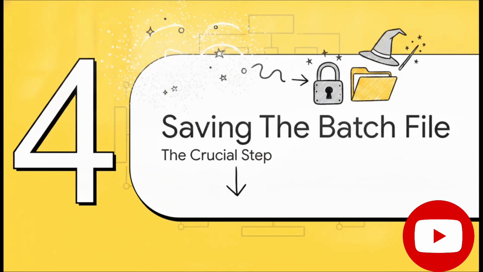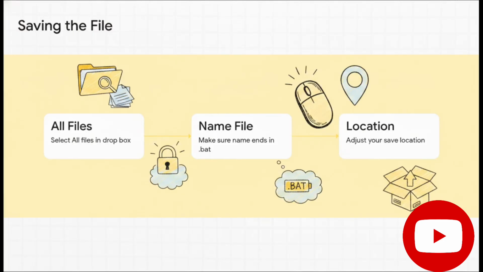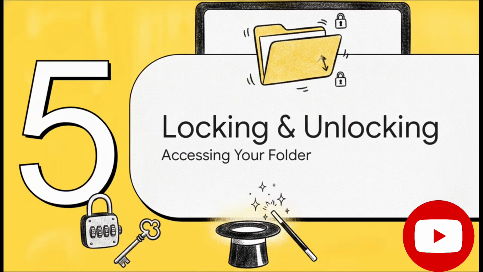Next up, Section 4, saving the batch file. Now pay close attention because this is the absolutely crucial step where the real magic happens. When you go to save your Notepad document, don't just hit Save. You need to use Save As. Then change that Save As type drop-down menu to All Files. You can name your file literally whatever you want, but, and this is a big but, you must type .bat at the very end. By changing that tiny extension, you are actively instructing Windows to treat this plain text document as an executable program.